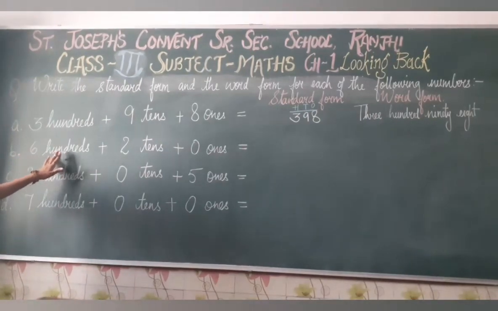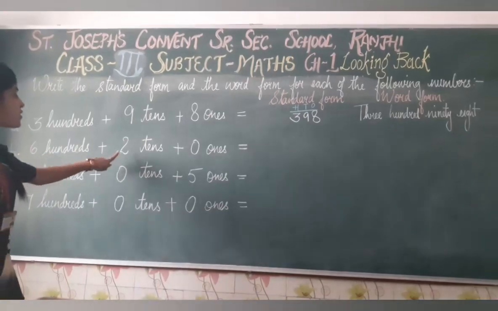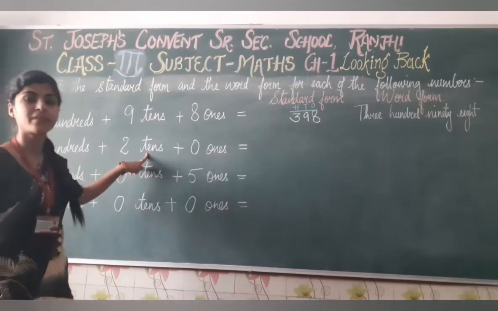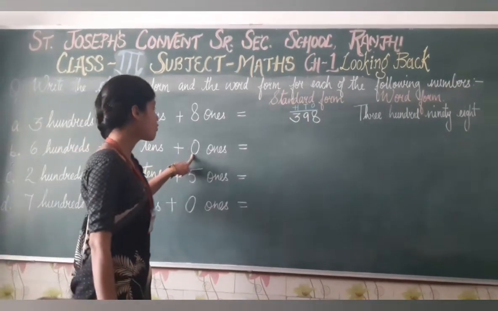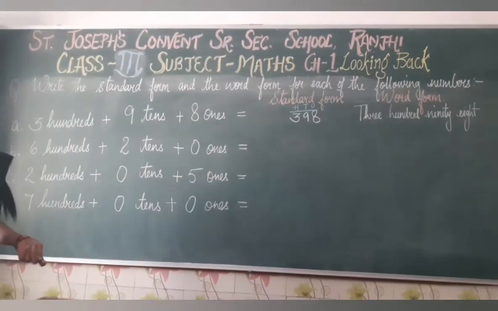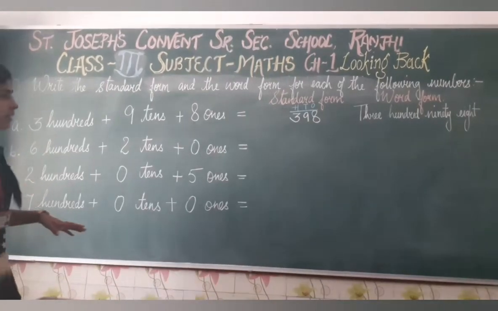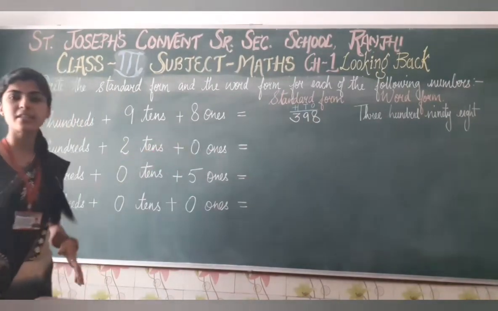6 hundreds. How many hundreds? 6 hundreds plus 2 tens. How many tens are there, children? There are 2 tens plus 0 ones. Matlab ki kitne ones hain hamare paas? Zero means nothing. In the ones place nothing will come. But what will come? Which digit will come? It will be the digit 0.